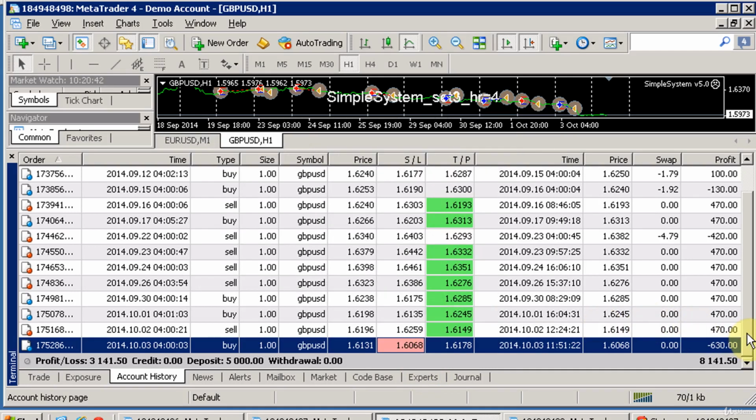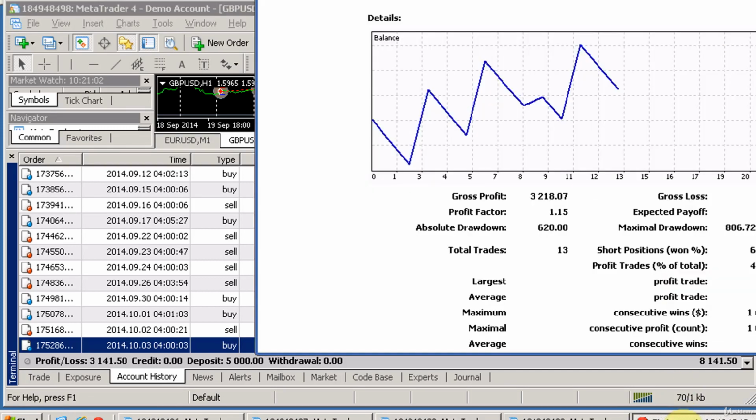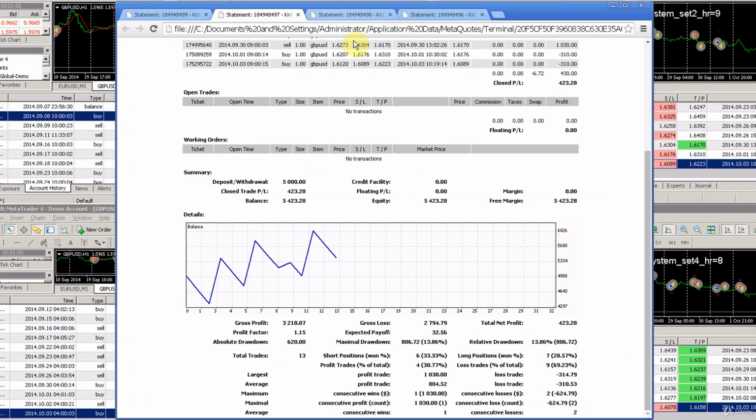And this is something that is definitely worth considering putting onto a live, a real mini account just for testing it out first in real market conditions, and then maybe moving it onto a large scale real account. So let's have a look at results in the form of a report.